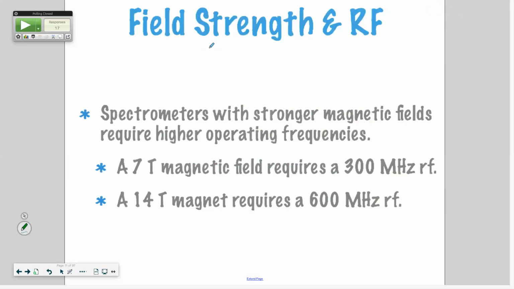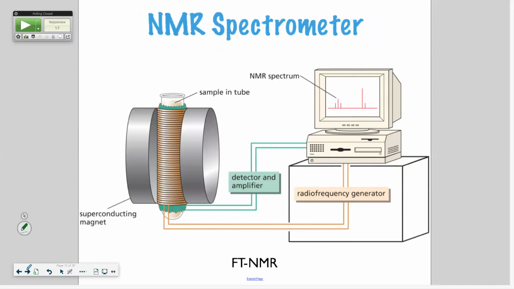Field strength and RF. Spectrometers with stronger magnetic fields require higher operating frequency. A 7 Tesla magnetic field requires a 300 megahertz radio frequency, and a 14 Tesla magnet requires a 600 megahertz radio frequency. So you're going to have magnetic field and you're going to have radio frequency. You're going to keep one constant. You're going to change the other until you get to that specific amount of energy that that proton needs, and it's going to flip. By knowing where it flips, you can figure out things about the structure of the molecule. And that's what we're going to concentrate on, is how the structure of the molecule works.